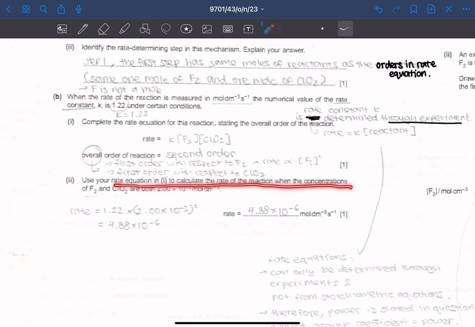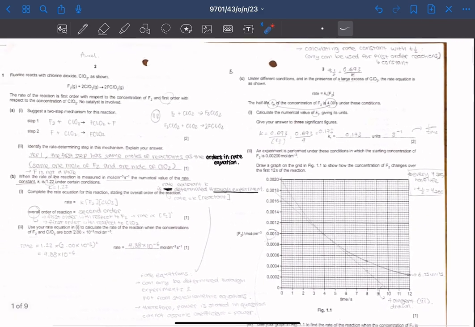Use your rate equation in part i to calculate the rate of the reaction when the concentrations of F2 and ClO2 are both 2 times 10 to the power negative 3 mol per dm cubed. This is very simple. Just insert everything into the equation we made. Rate equals k, which is 1.22 as stated in the question, multiplied by 2 times 10 to the power negative 3, to the power of 2, because one is for the concentration of F2 and the other is for ClO2. Then you would get 4.88 times 10 to the power negative 6 mol per dm cubed per second. Usually, I would place it in 3 significant figures.